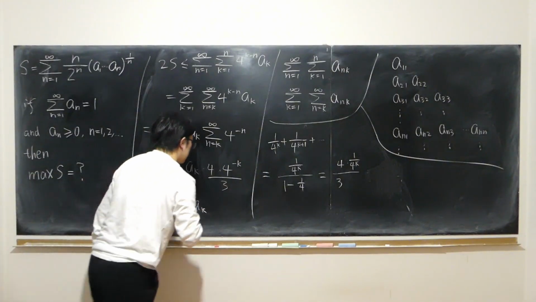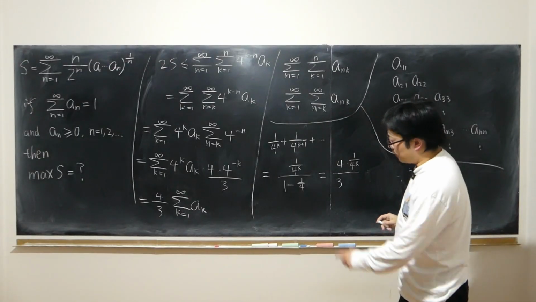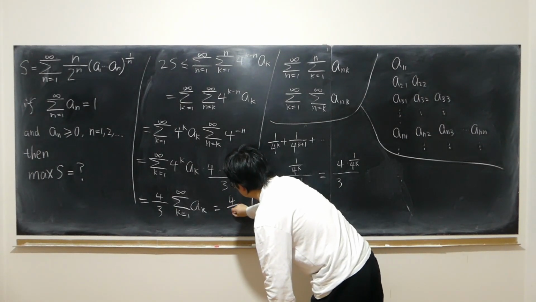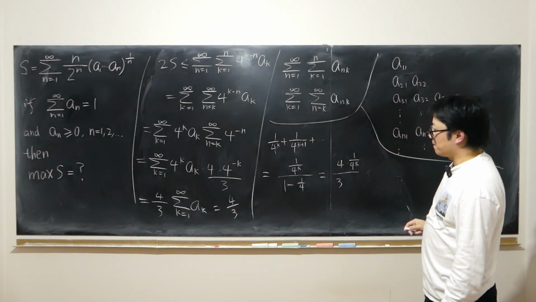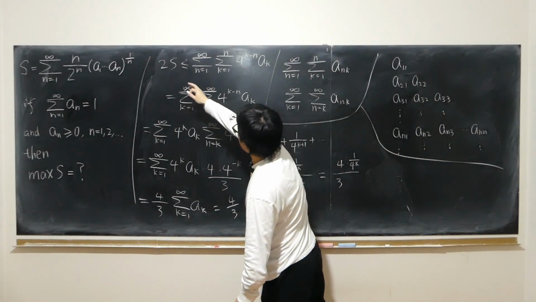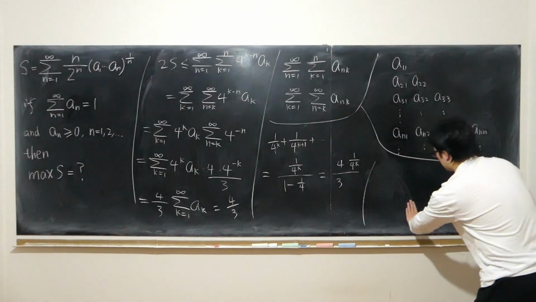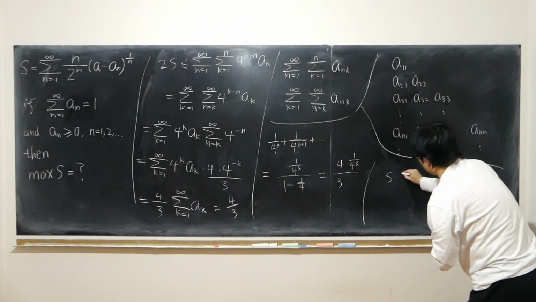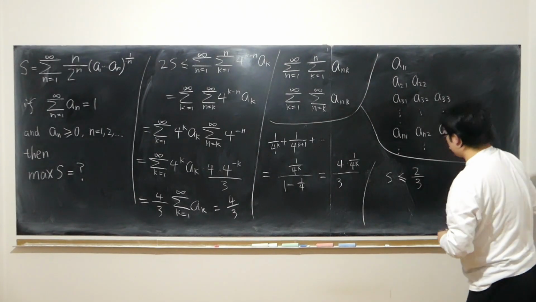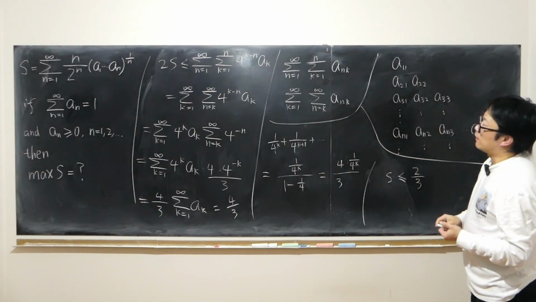Now, since we're given that the infinite sum of ak is 1, it's a constant, right? But that's 2s, not s. So 2s is less than or equal to 4 over 3, which means s can be no larger than 2/3. Right? So when do we reach the equal sign? Right? When do we reach equality?